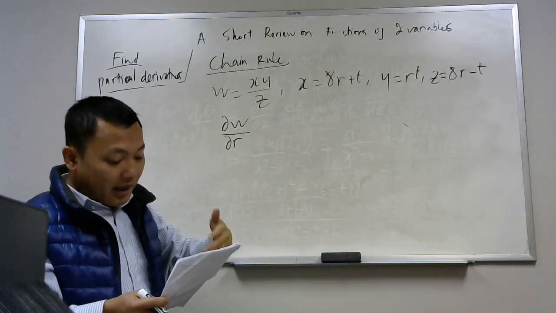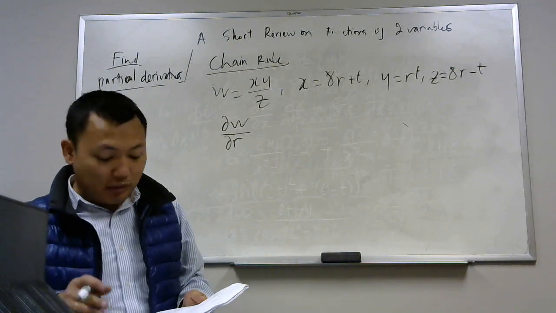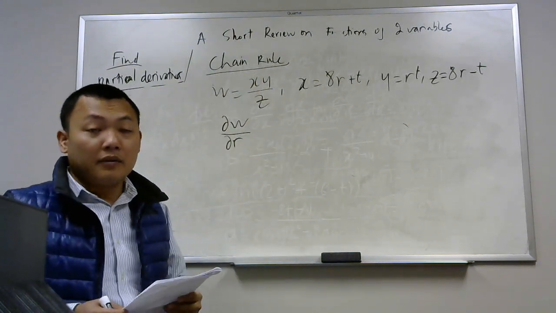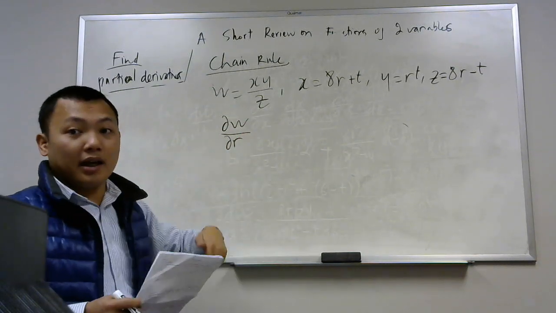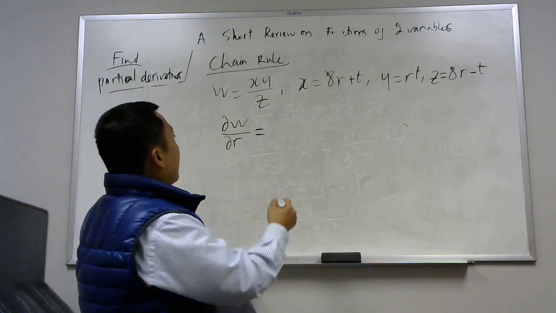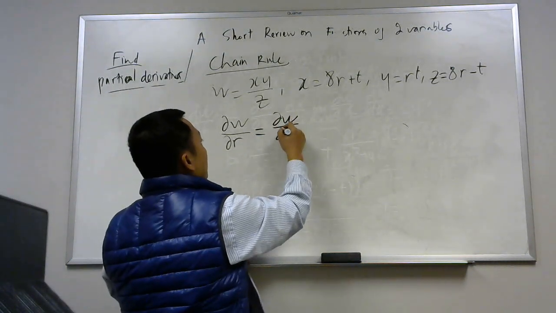That's okay. And that is the second part of this question. I will not do that. You do that yourself. I just want to show you how to use the chain rule for this problem, the chain rule in calculus 3. So by the formula I get dw over dr.